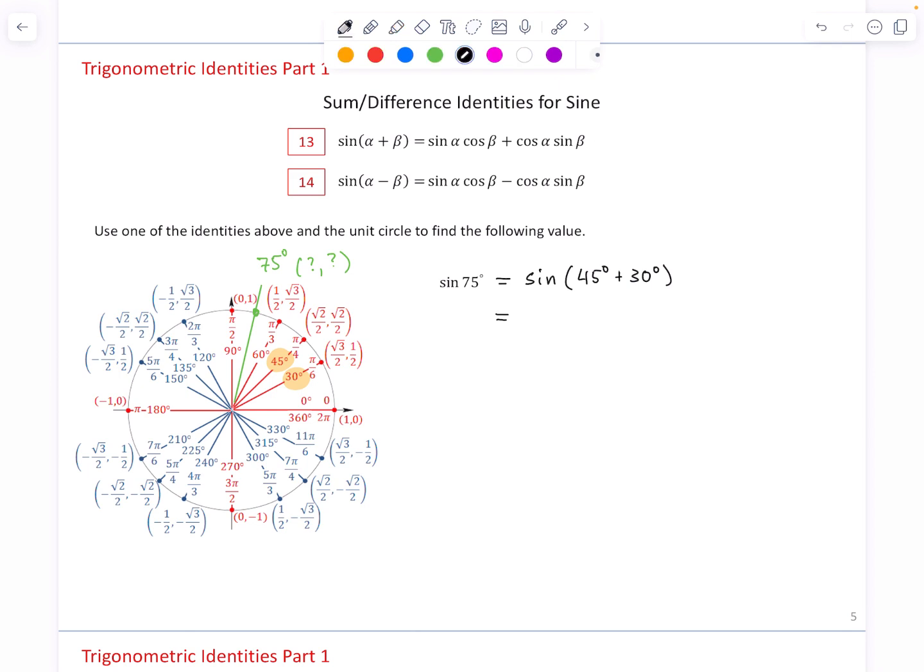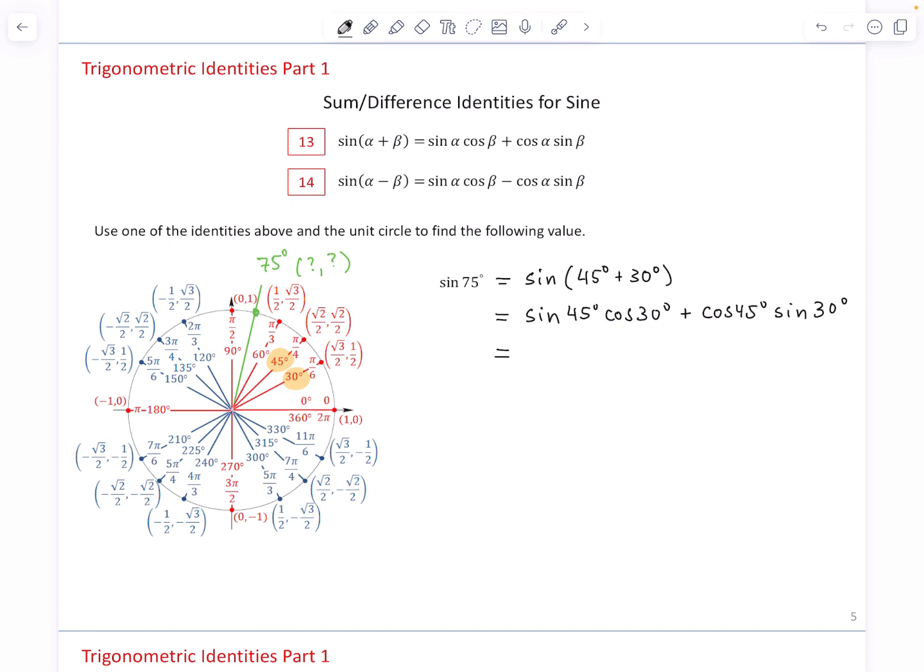Therefore, using the sine sum identity, we can say that 45 degrees will be the alpha and 30 degrees will be the beta. So we get sine of alpha, which is sine of 45 degrees, times cosine of beta, cosine of 30 degrees, and then plus cosine of alpha, so cosine of 45 degrees, times sine of beta, which is sine of 30 degrees.